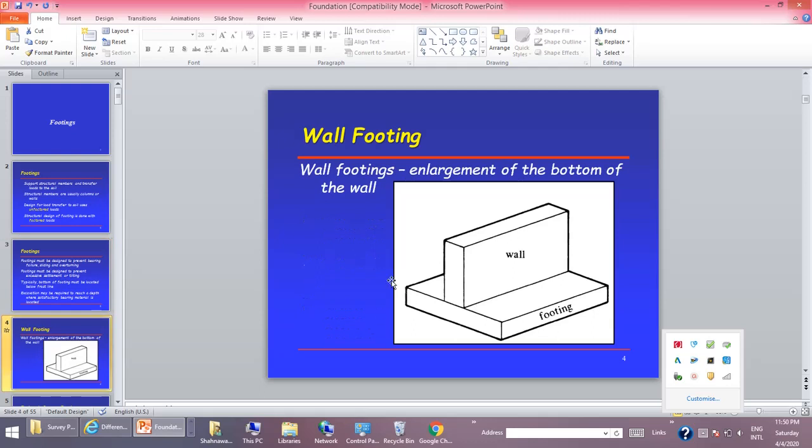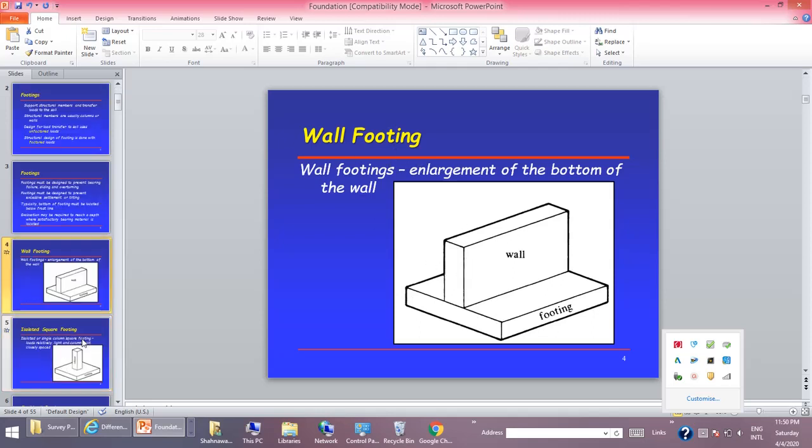In shallow footing, the first is wall footing. Wall footing is an enlargement of the bottom of the wall. So this is the wall, and this is the footing of the wall, and the wall may be 10 meters, 20 meters, whatever. It is a continuous footing. So you can say this is the wall footing. You have to design this wall footing, and it comes under the category of shallow foundations.